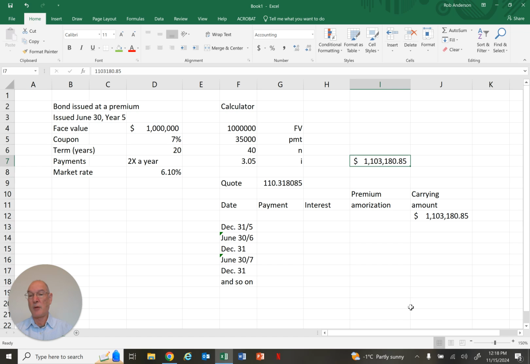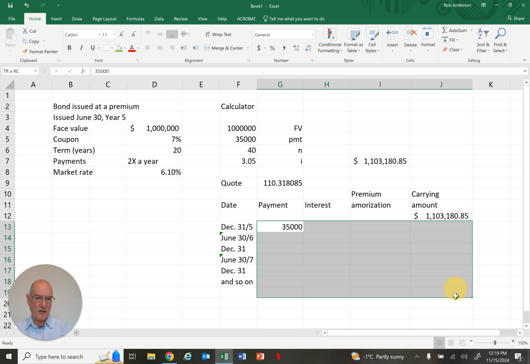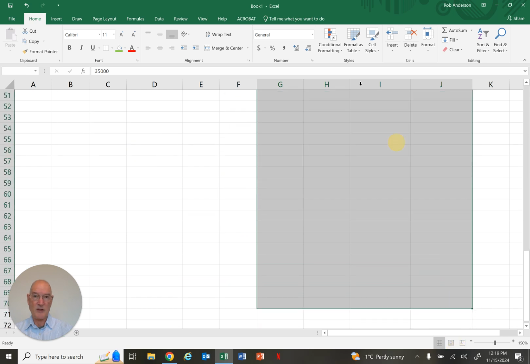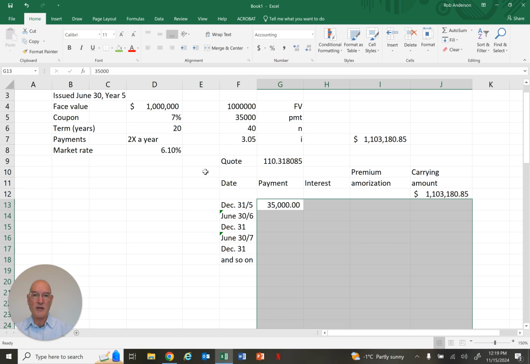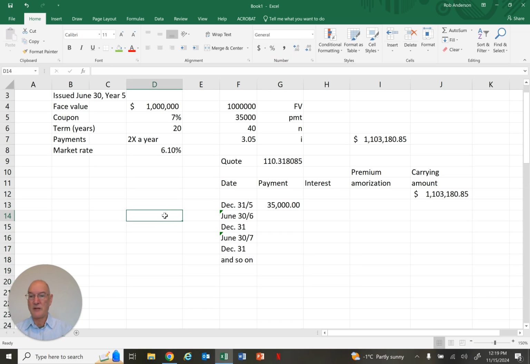So let's first develop our bond amortization table. I've copied in the carrying amount here. Now the payment is $35,000, and the payment is going to be $35,000 every time. The payment doesn't change. Under the effective interest method, it's the interest expense for the period that changes each time.